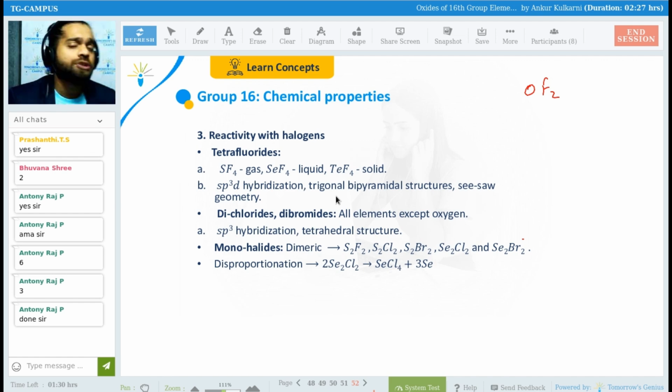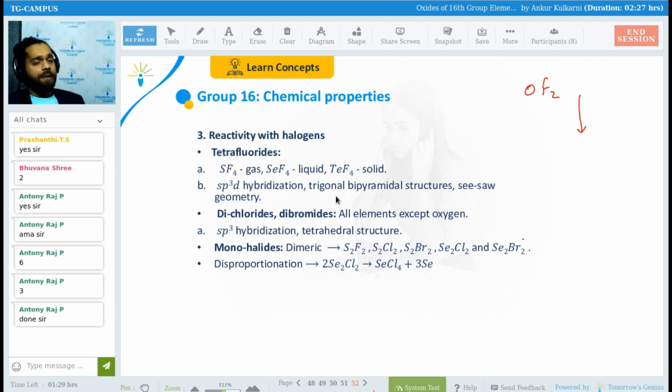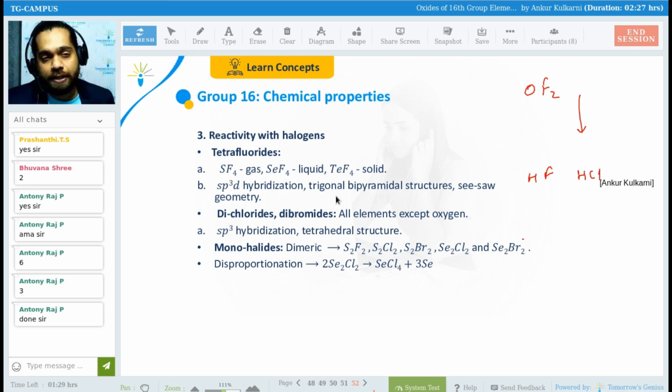Now again using the same logic, tell me if I go down the group, the bond stability, which one will be more stable? If I go down the group, will the stability decrease or increase? What do you think, if I go down the group with respect to halogen, using the same logic? A more easy question. Suppose I have HF and HCl. Which is a stronger acid?